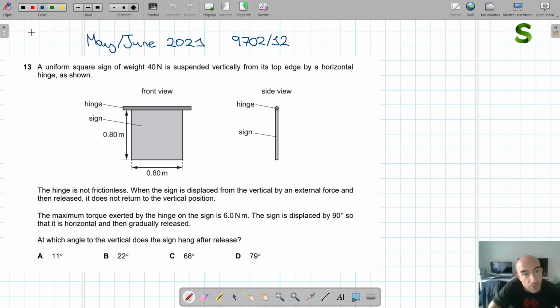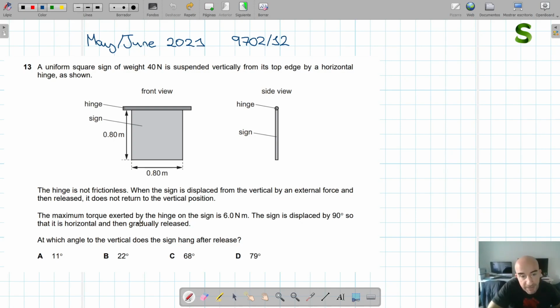So we have a square sign of weight 40 newtons, which is suspended vertically from its top edge by a horizontal hinge, as shown. Okay, so the hinge is not frictionless, so we have friction. When the sign is displaced from the vertical by an external force and then released, it does not return to the vertical position. So basically, we have displaced it, released it, and it stays. It doesn't go back to the vertical position.